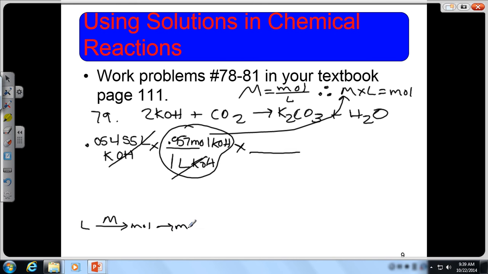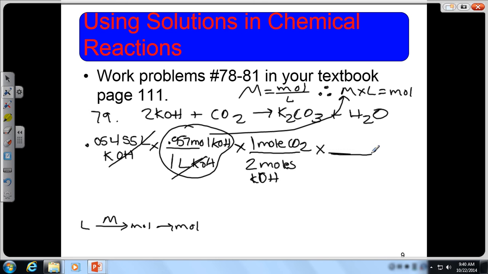The next step is from moles to moles of what we're trying to find. How many moles do we have in our equation for KOH? We have 2. And then what are we trying to find? Yep, the CO2, and how many moles do we have of it? Just 1. And the last thing it asks for is grams. So we're going to do the same thing that you did back in the first unit. We all know how to get from moles to grams, right?